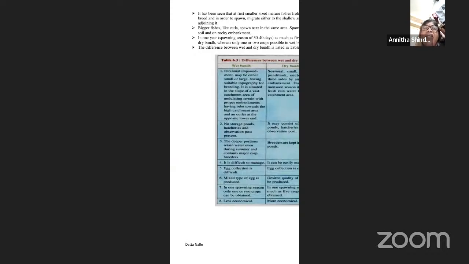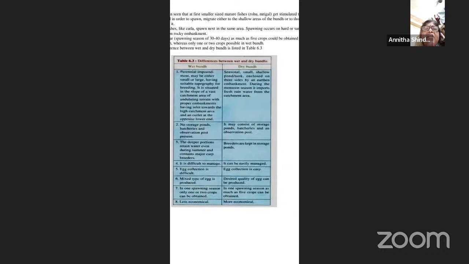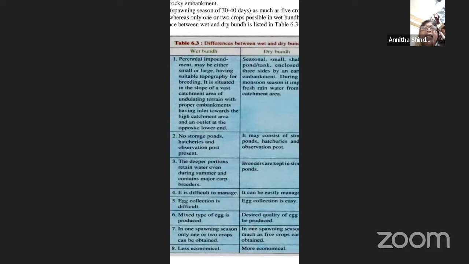Now coming to the difference between wet and dry bund. The wet bund is perennial, meaning it is there throughout the year. It may be either small or large, having suitable topography for breeding. It is situated on the slope of a vast catchment area. It has an inlet towards the high catchment area and an outlet towards the other side.